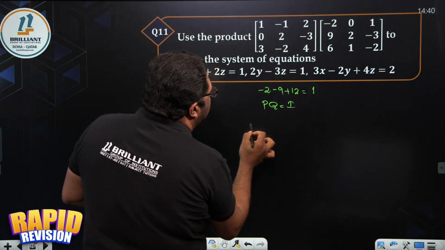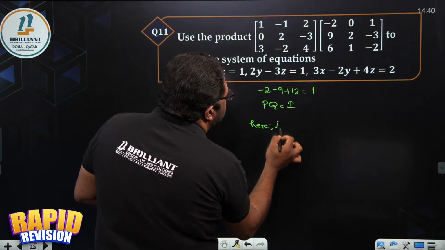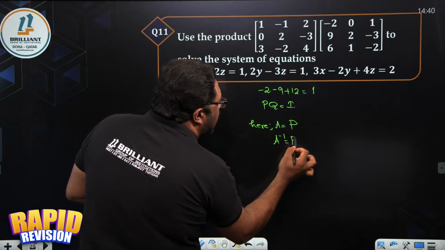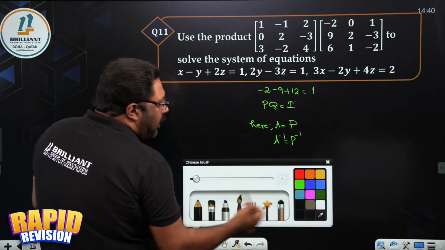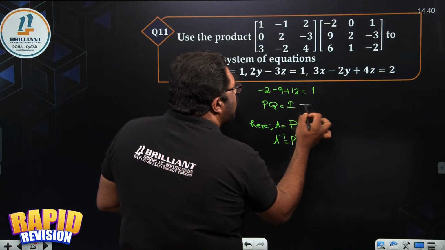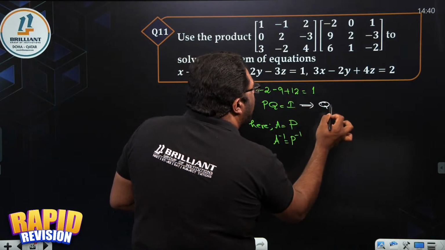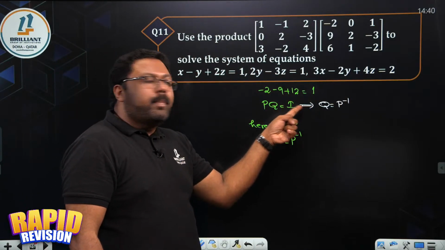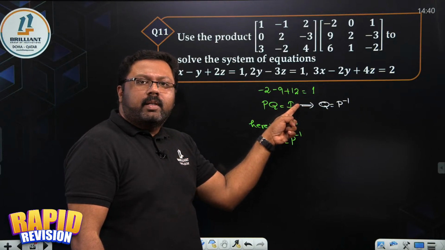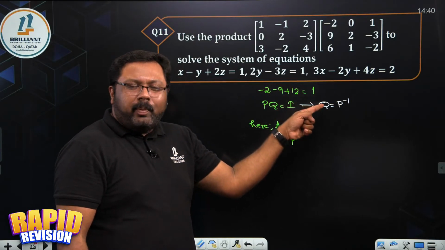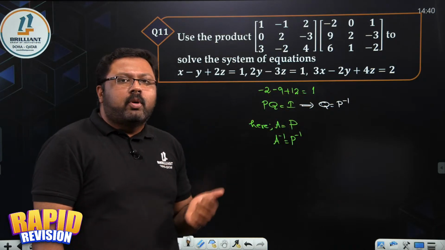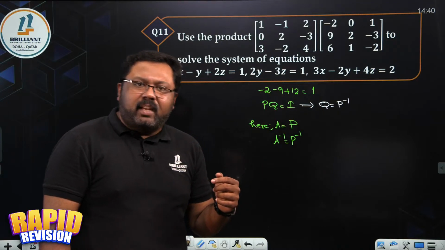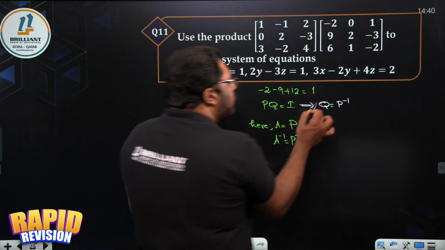And from here, the system of equations: 1 minus 1, 2, 0, 2 minus 3. Look at this. Here the system of equations matrix A is the same as P. So A inverse is equal to P inverse. From here, Q is equal to P inverse. It's not like taking P to the other side. It's like multiplying P inverse on both sides. P inverse into P is I, and I into P inverse is P inverse. So Q is equal to P inverse.